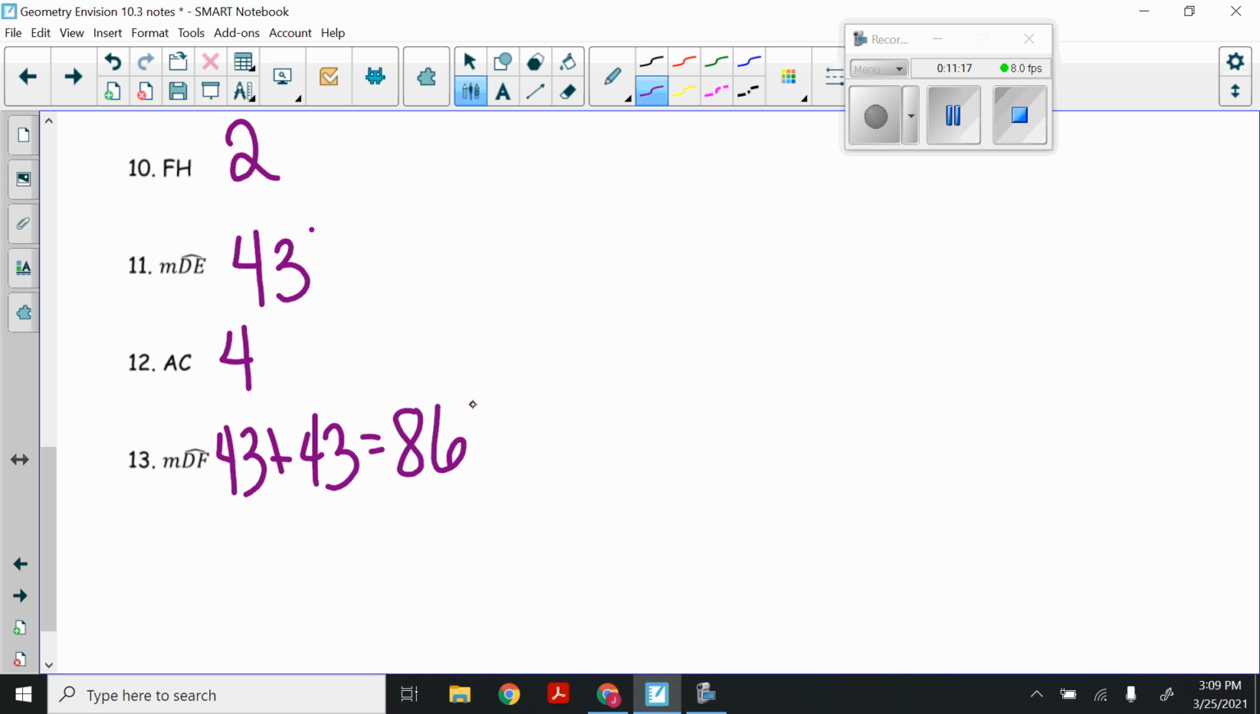All right, so that takes care of section 10.3, our chords. Remember that next week we will be taking our chapter 10 test. We're halfway done with chapter 10.